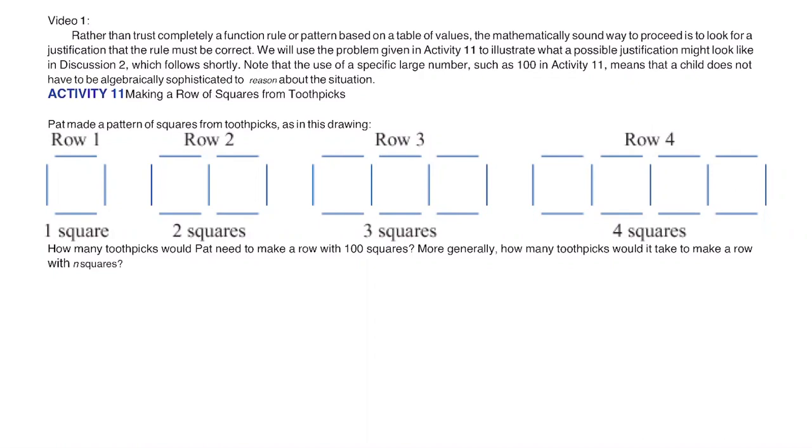In this example, it's in your book in chapter 13. It's activity 11. And you're trying to make a function rule or a pattern rule based on the values provided. We want to figure out, looking at this row of squares made of toothpicks, how many toothpicks you'd need to make 100 of these such squares. Example, this is one square, these are two squares, and so on. So you want a row of 100 of those. More generally, how many toothpicks would it take to make a row with n squares?